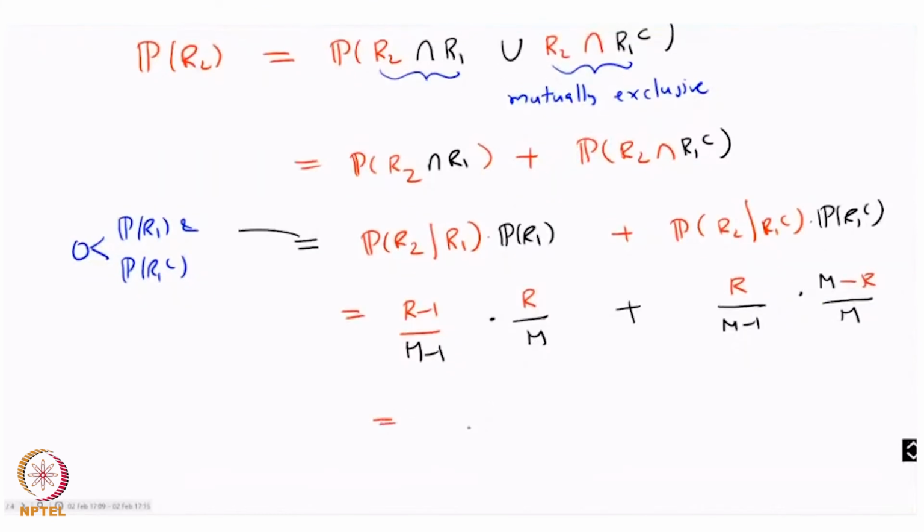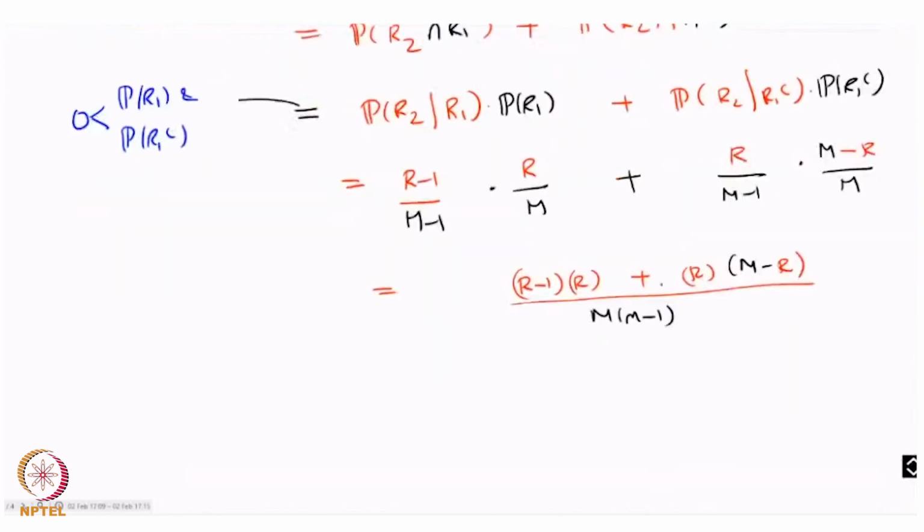So this becomes m and m minus 1, which is common in both the parts. So I can write it in one denominator. So I have m into m minus 1. In the top, what happens? In the first term, I have r, and I have r here as well. So let me write this down: r minus 1 into r plus r into m minus r. This is what I have, right?